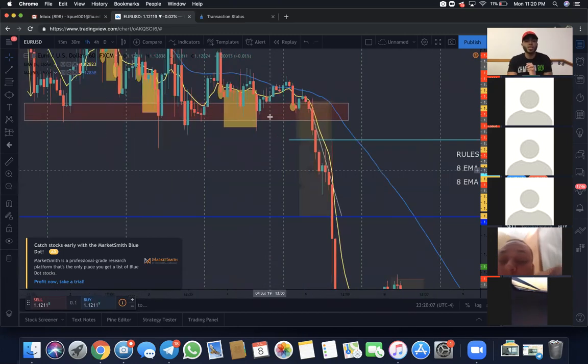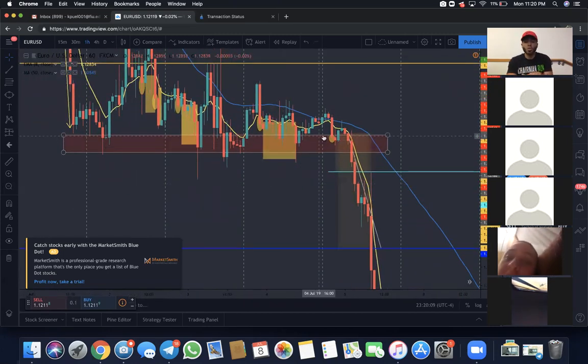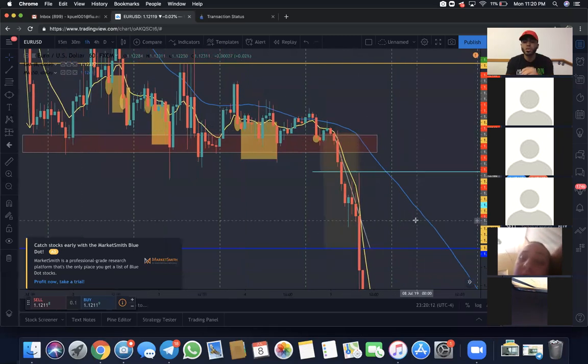So oftentimes we're going to see points, zones that we break where we can catch more than just 10 pips, but we're still looking for those 10 pips.